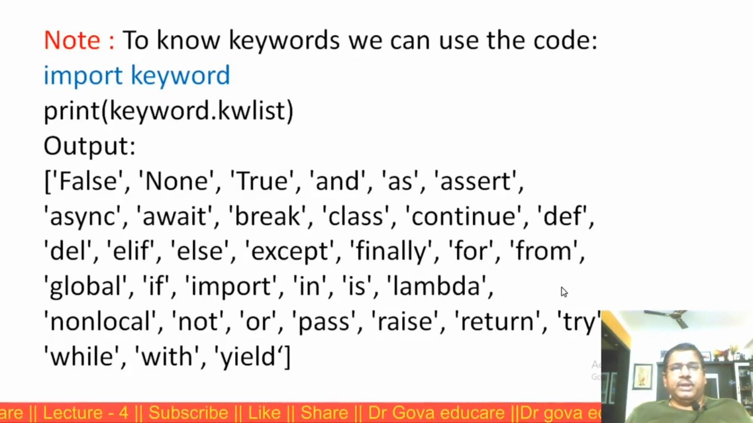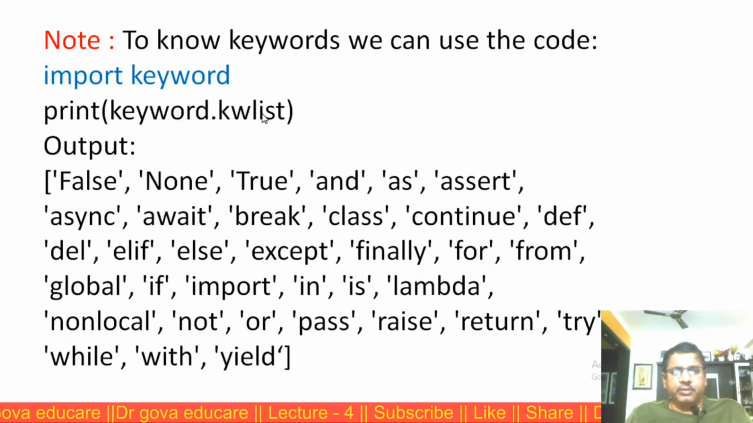To know the keywords, we can use this code: import keyword, print keyword dot kwlist. That means keyword list. After executing the program, this is the output. Now this output contains all keywords present in Python, in a list.